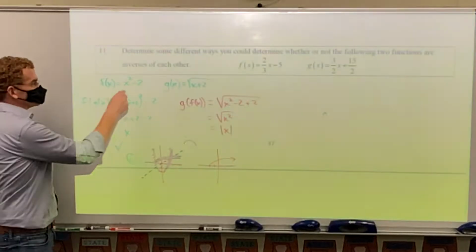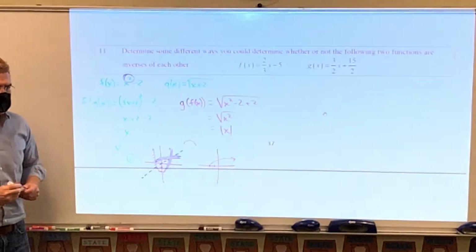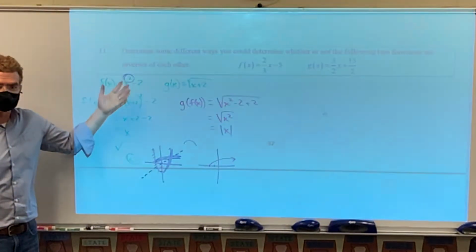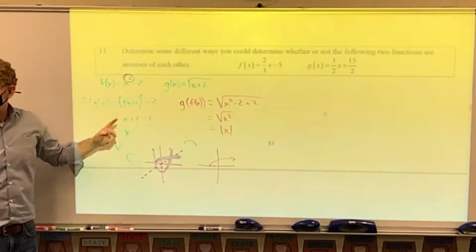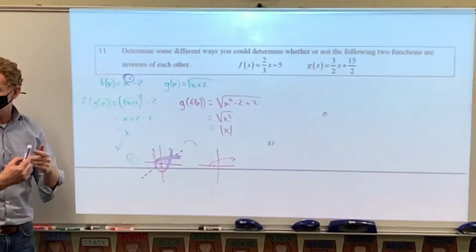But you kind of knew that, didn't you? How could they be inverses of each other if something with an even power is there, right? This doesn't even have an inverse. But that's why technically you would need to check both in that definition.